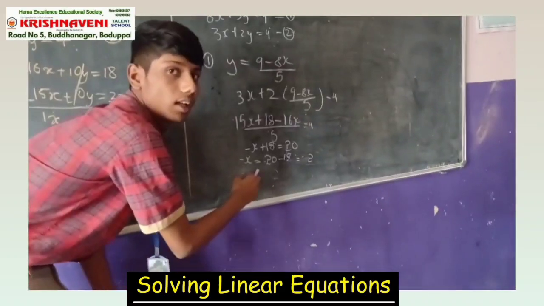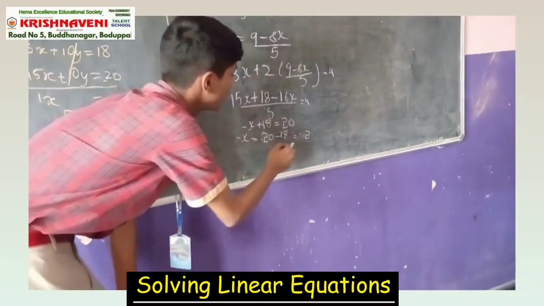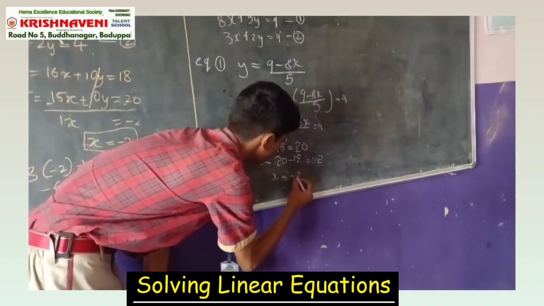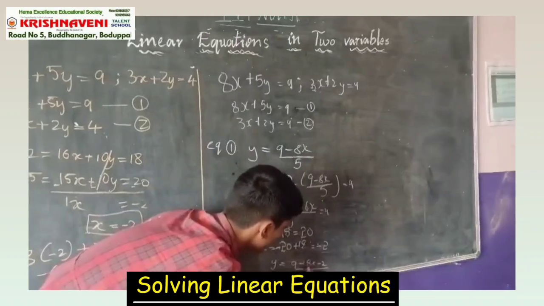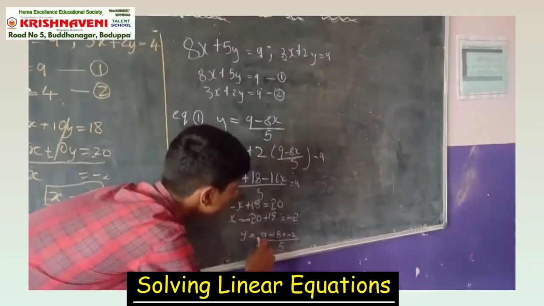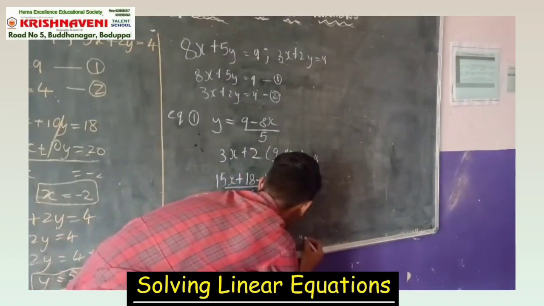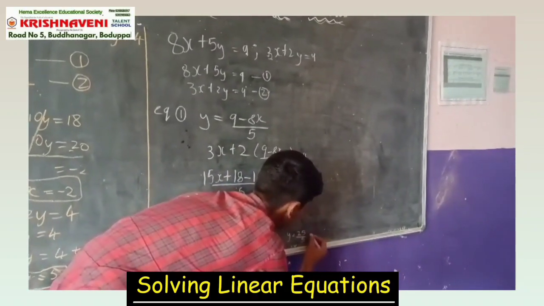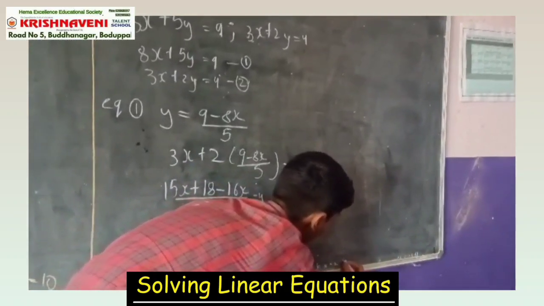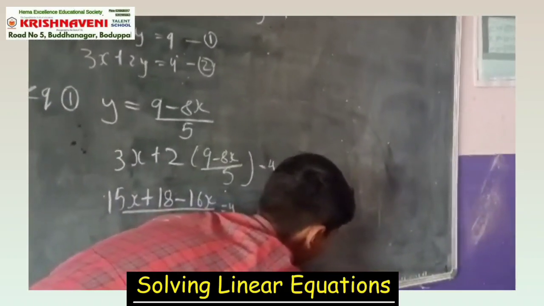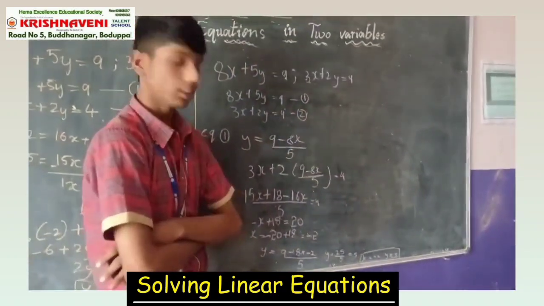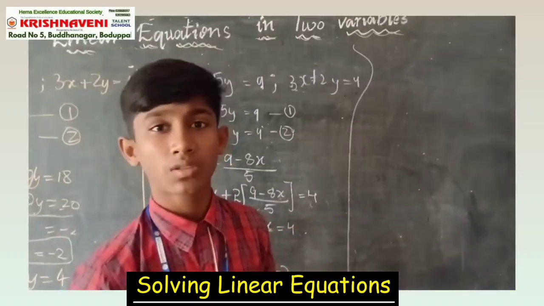I will substitute the x value in y: 9 minus 8 into minus 2. x is equal to minus 2. Here minus 8 into minus 2 is equal to 16. 16 plus 9 is equal to 25. 25 by 5 is equal to 5. Here x is equal to minus 2, y is equal to 5. Now I will go with the crisscross method.